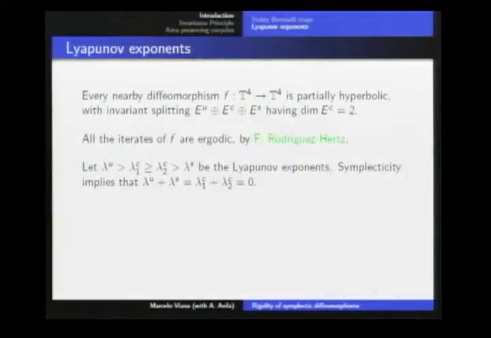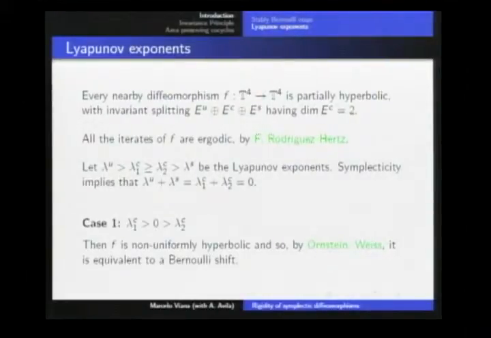So we look at the Lyapunov exponents of this map. They are numbers because of ergodicity. We have one positive, the two center Lyapunov exponents, and then the stable one, which is strictly negative. And the assumption that the map is symplectic implies that the sum of these two coincides with the sum of the center exponents, and that sum is 0.